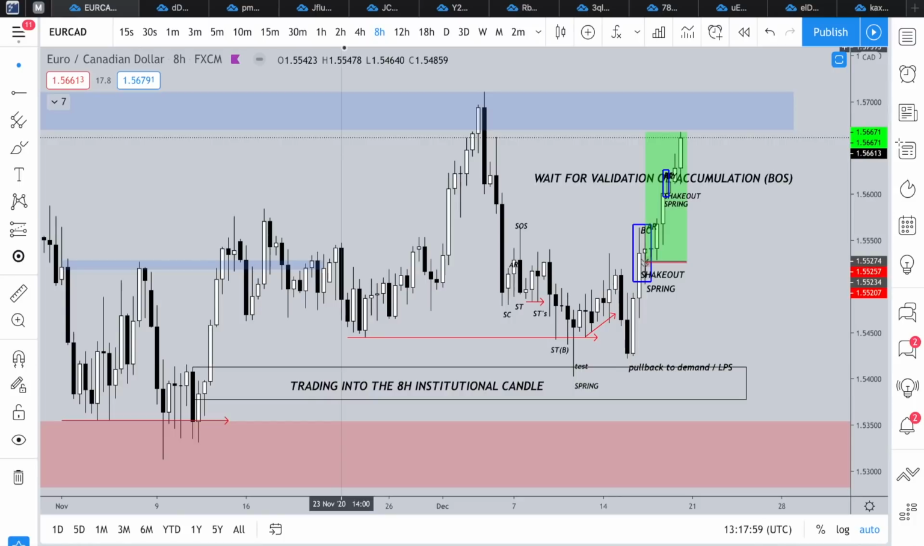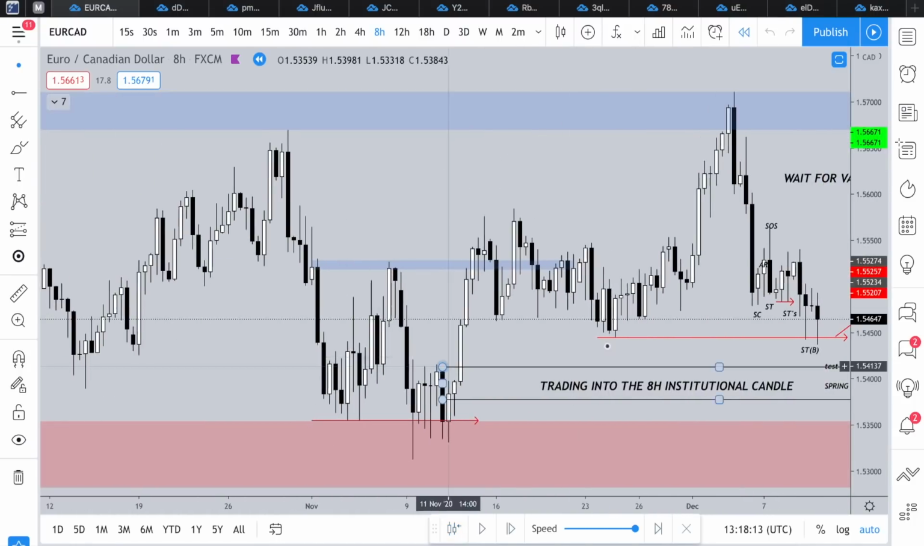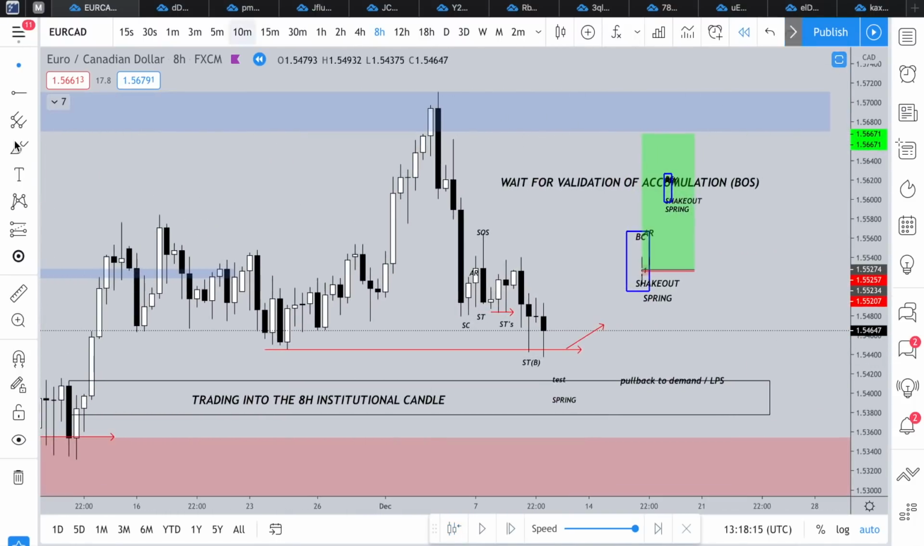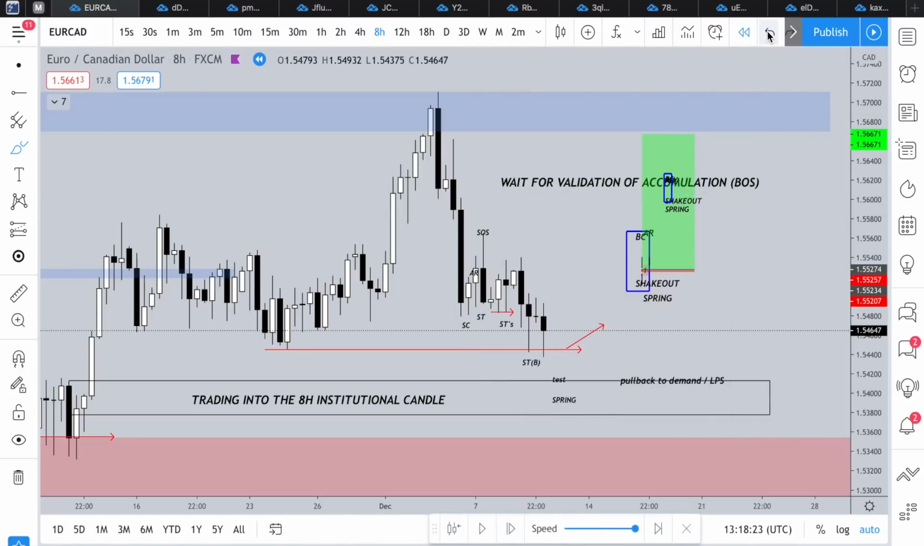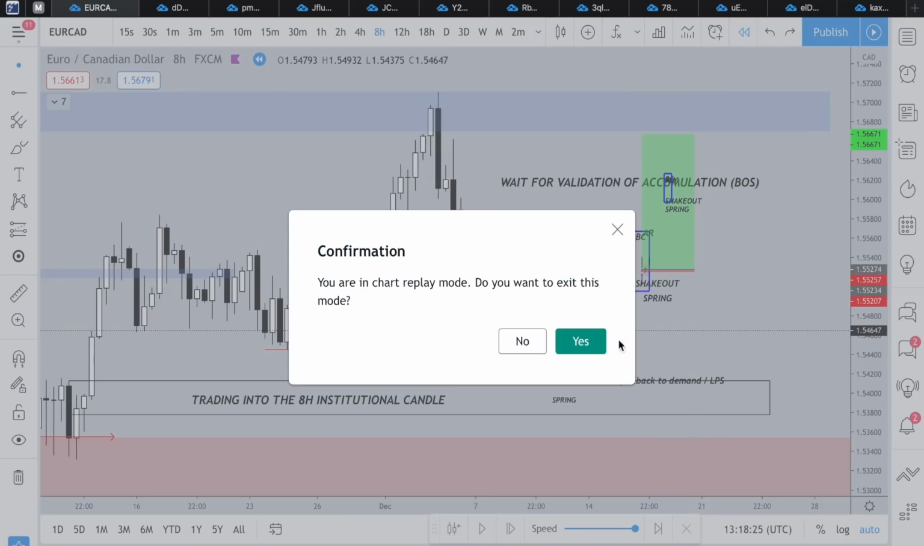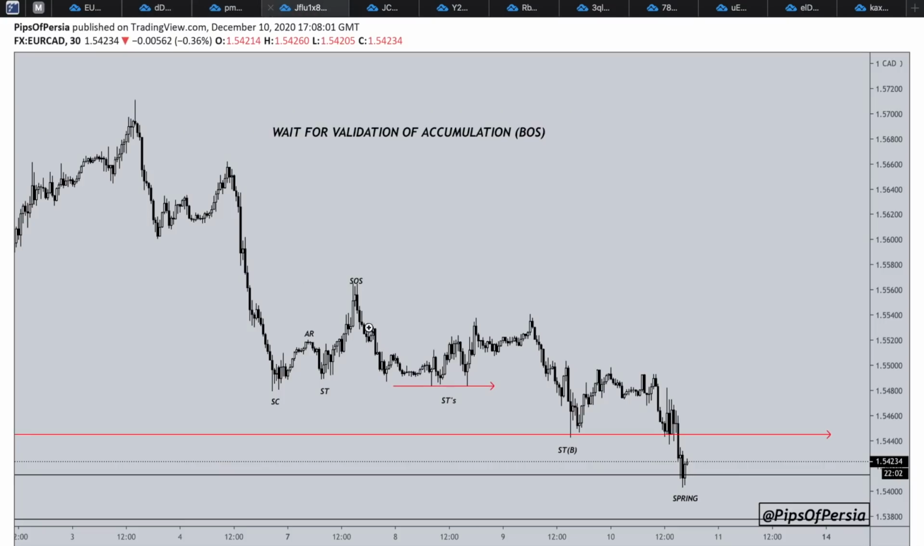Oftentimes, we would be able to see the lower time frame confirmations as some type of a Wyckoff schematic. So you can imagine, just before we started to approach that institutional candle on the 8-hour time frame, I wanted to see if on the lower time frames we are going to get signs of accumulation and the validation of the accumulation, so the break of structure which would confirm it. And let's go ahead and look at the second screenshot right now.